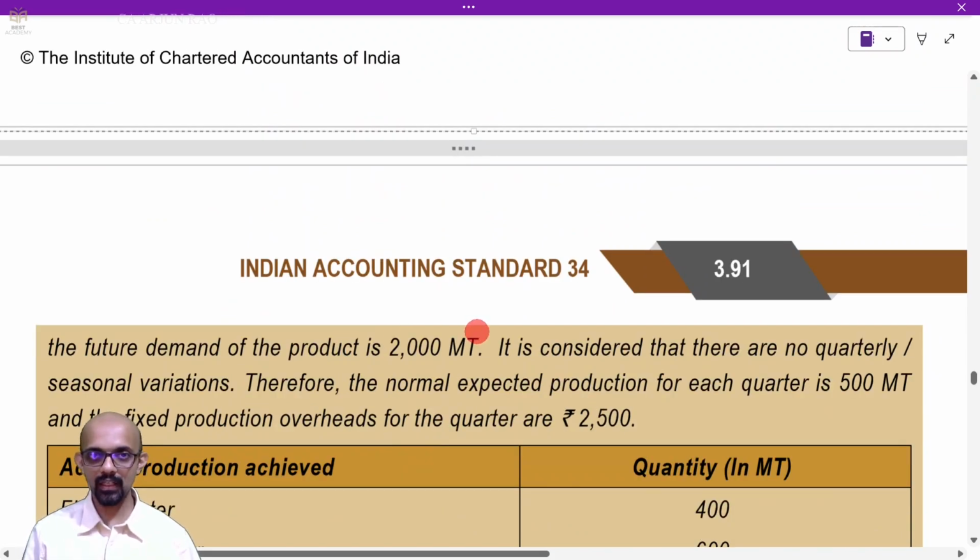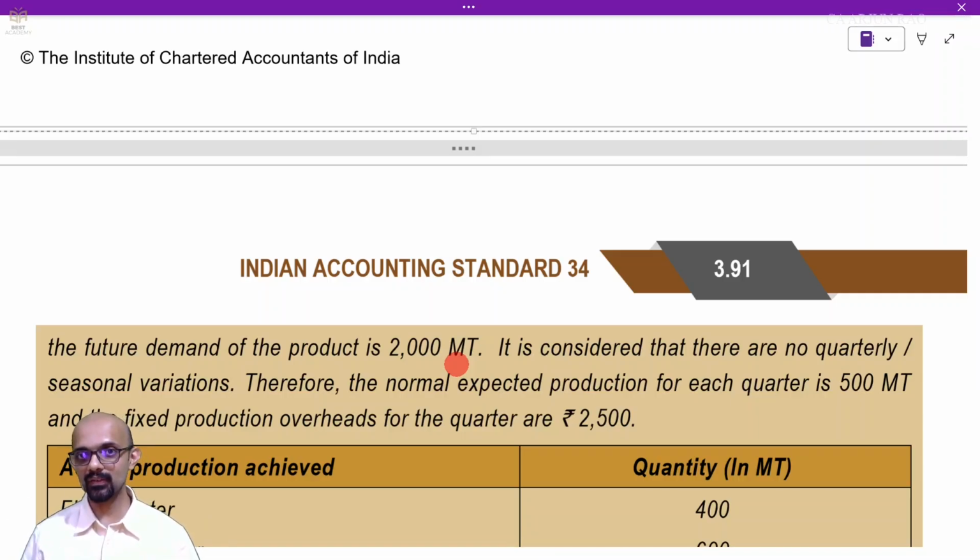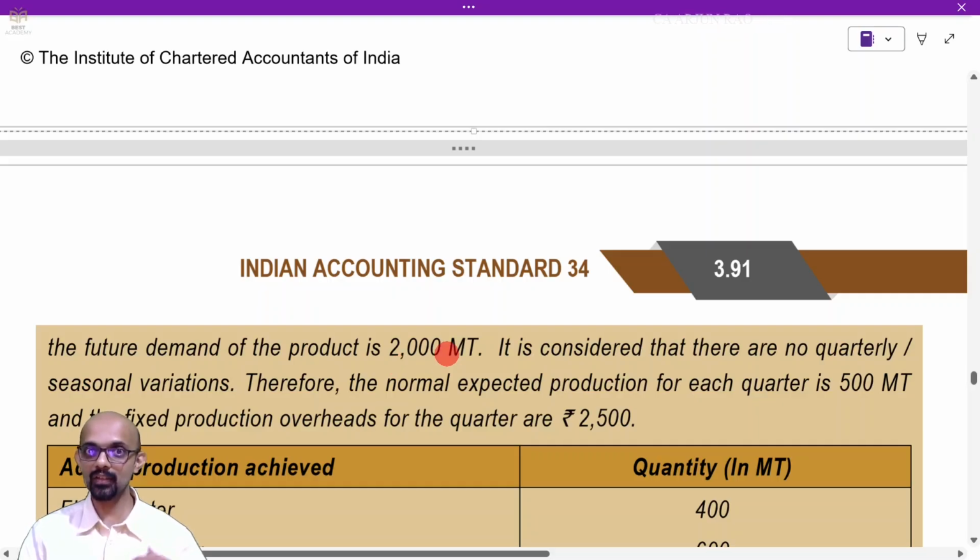At the end of each interim period, we should check what is likely to be the actual annual production. If we feel actual annual production is likely to be less than normal, then for the year it will result in under absorption, which is okay. But if it is likely to be more, say at the end of the first quarter we have produced and sold a lot of units, demand is increasing, and we may end up producing 3000 units by year end, then we will have to revise the absorption rate. Otherwise, we won't revise.